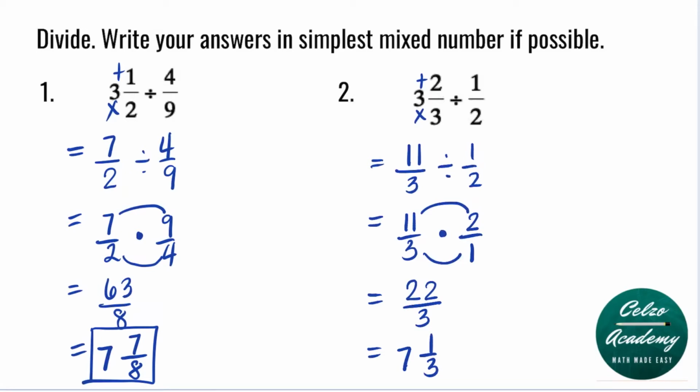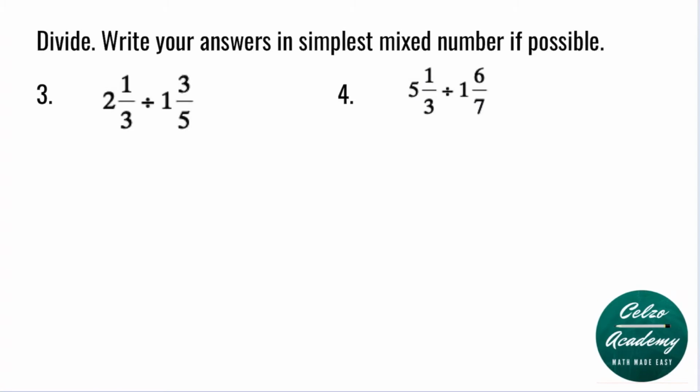How many 3's can go into 22? 7, right? 7 times 3 is 21. And if we subtract 21 from 22, there is a remainder of 1. And that is why we write that as 1 over 3. So the answer for number 2 is 7 and 1/3.